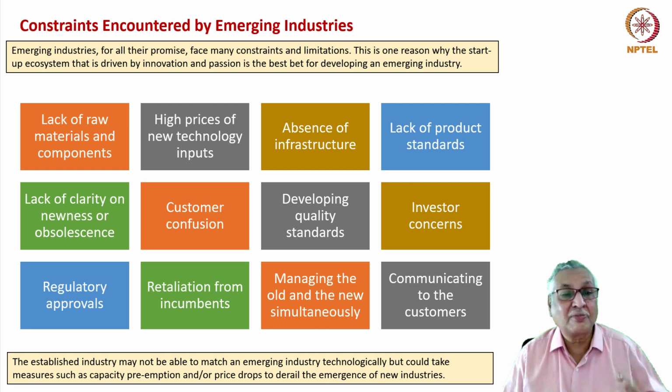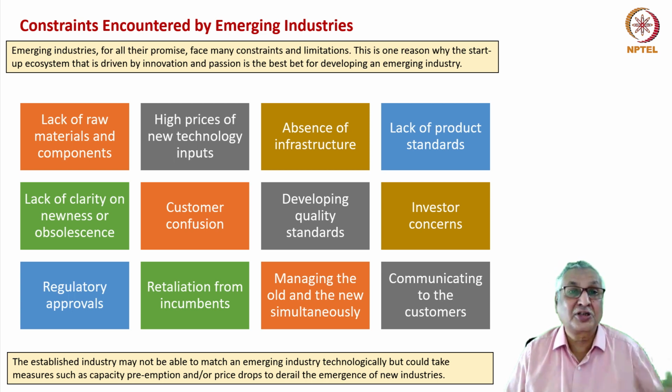Lack of raw materials and components, first barrier. High prices of new technology inputs, absence of infrastructure, lack of product standards, lack of clarity on newness or obsolescence, confusion of the customers as to which kind of product and which kind of technology to choose, developing quality standards, investor concerns, regulatory approvals, retaliation from incumbents, managing the old and the new simultaneously, communicating to the customers. These are all problems that are encountered by the emerging industries.